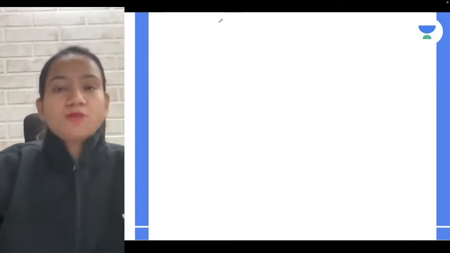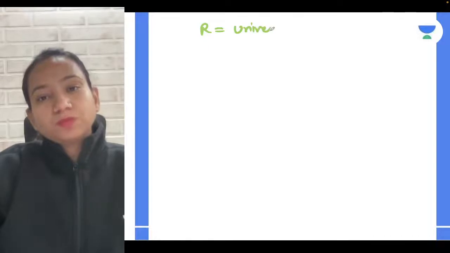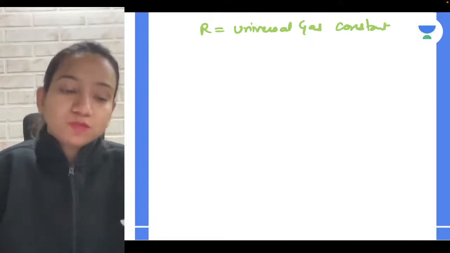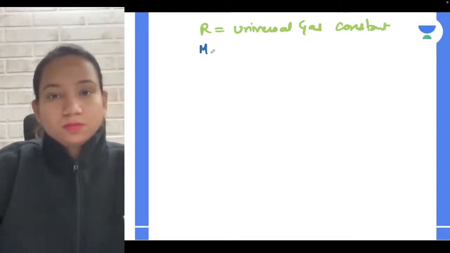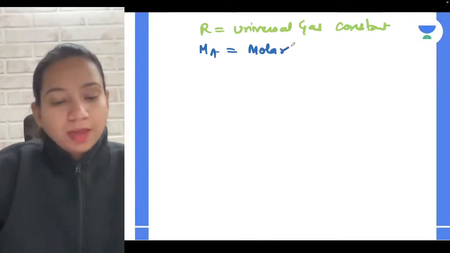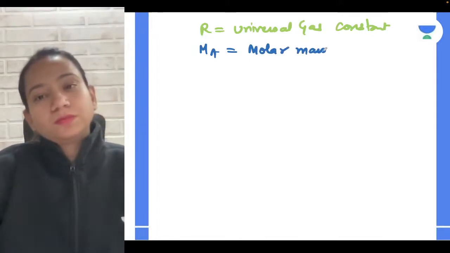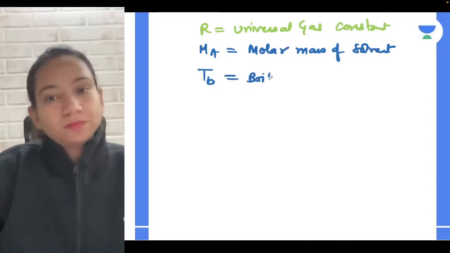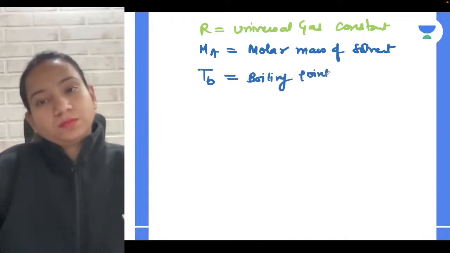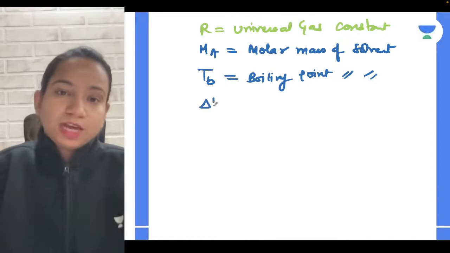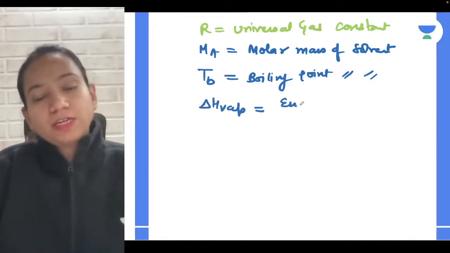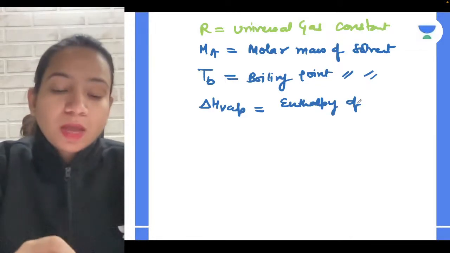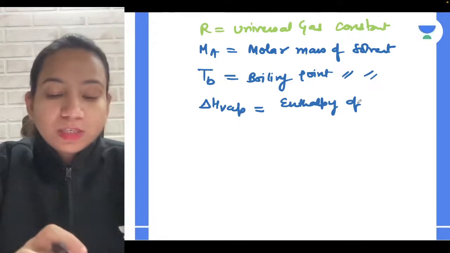So what all things do we have in this formula? R is the universal gas constant. Ma is the molar mass of solvent. Tb is the boiling point of solvent. And what is delta H vaporization? Just the enthalpy of vaporization, guys. Very simple. Enthalpy of vaporization. Okay.